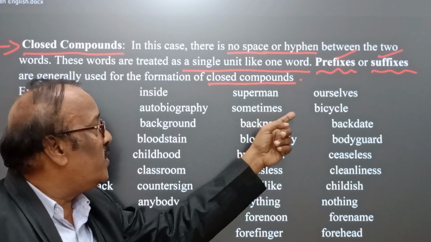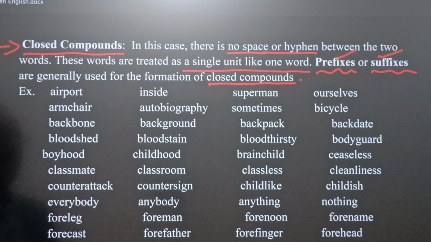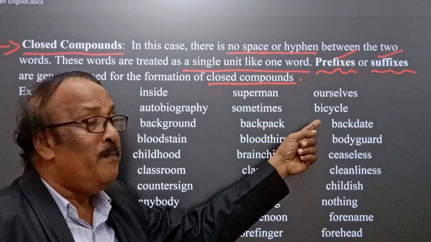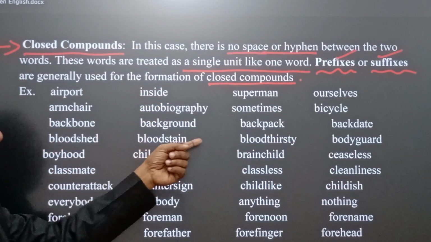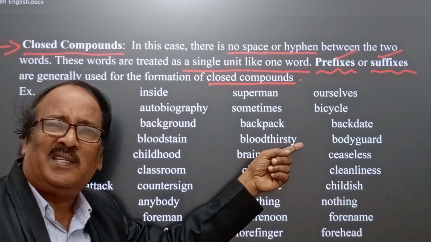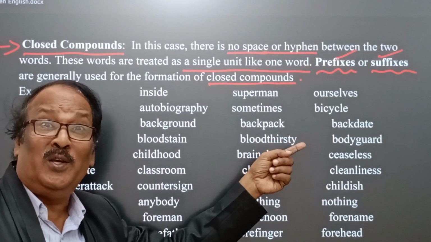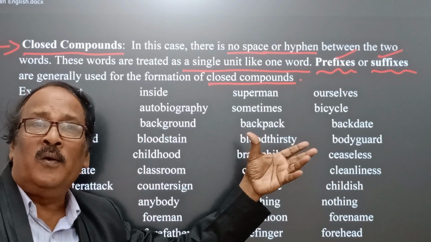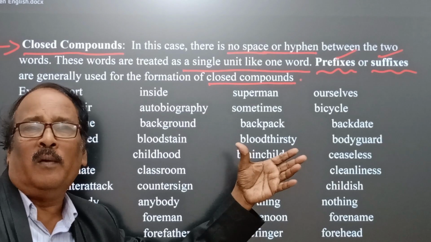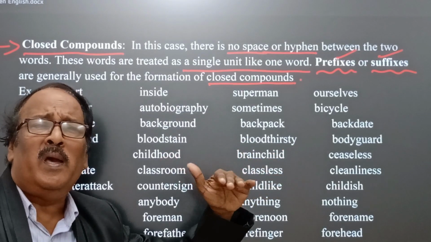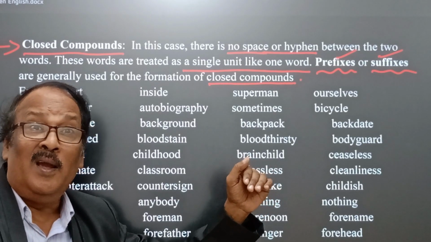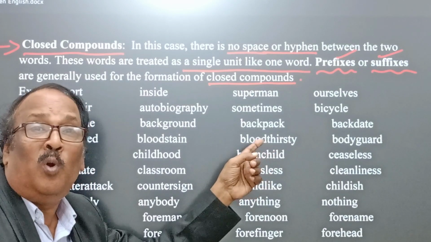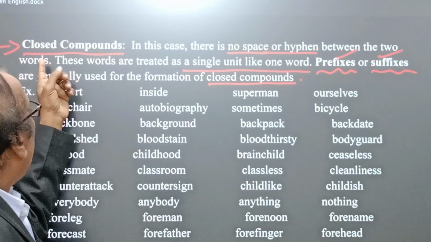And here sometimes, bicycle, backbone, background, backpack, backdate, bloodshed, bloodstain, bloodthirsty. He is a bloodthirsty person. Naturally, you see how Hitler was a bloodthirsty ruler, because he inhumanly killed thousands of Jews during his reign, a reign of terror. Bloodthirsty is a closed compound.